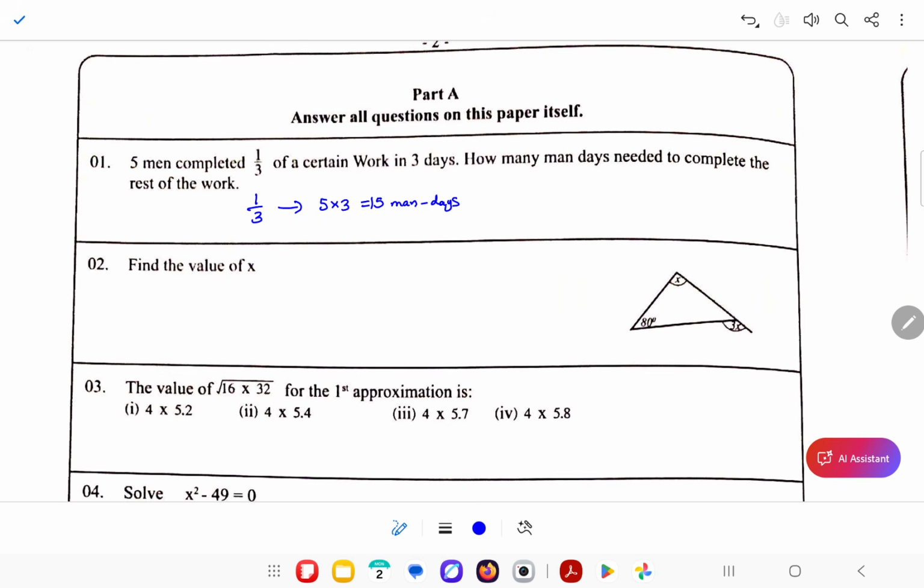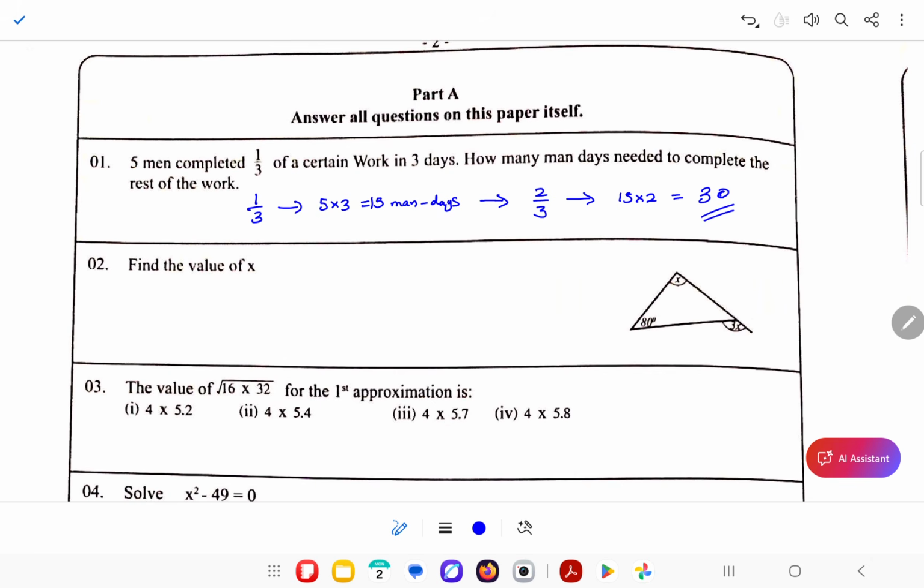So we want to find how many man days needed to complete the rest of the work. Rest of the work means 2/3. 1/3 is 15 man days, so 2/3 is 15 into 2, so 30 man days are required to complete the rest of the work.